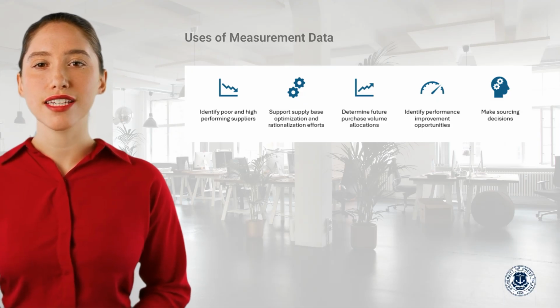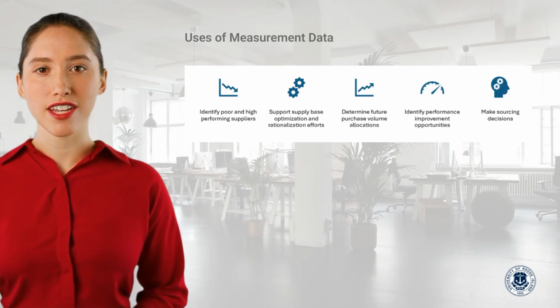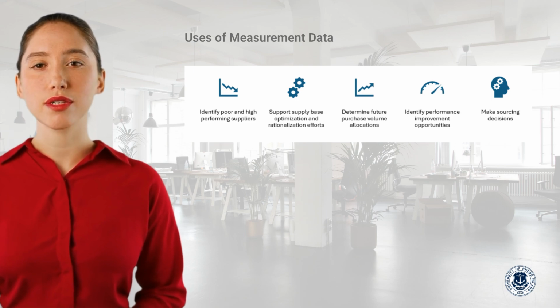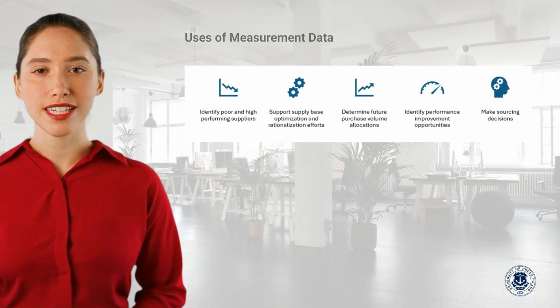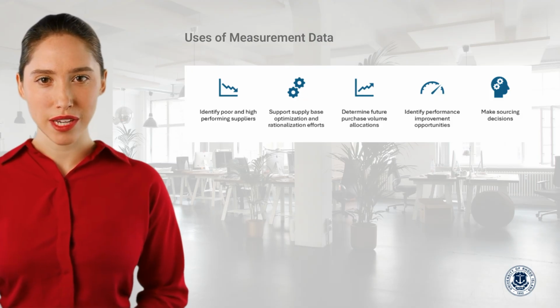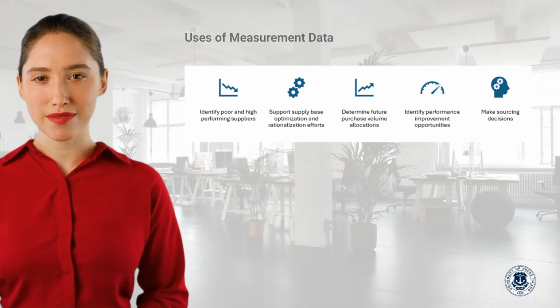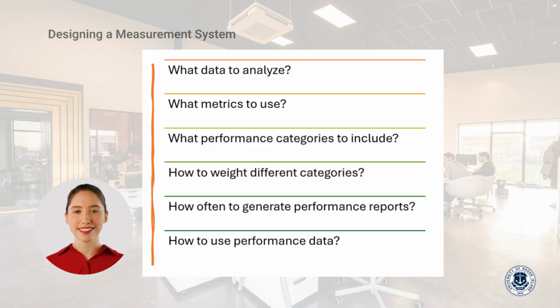Ultimately, performance data is used to support a variety of decisions. It identifies both poor and high-performing suppliers, supports supply base rationalization, determines future purchase volume allocations, identifies improvement opportunities, and helps make sourcing decisions. When designing a system, firms must decide what data to analyze, what metrics to use, what performance categories to include, how to weight categories, how frequently to generate reports, and how performance data will actually be used. We will discuss several measurement and evaluation systems, including categorical, weighted point, and cost-based systems.